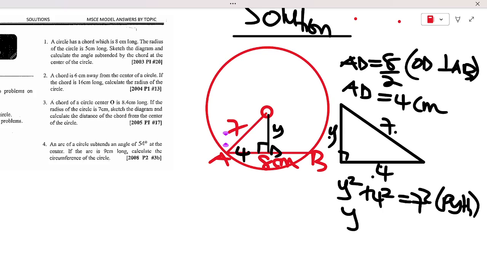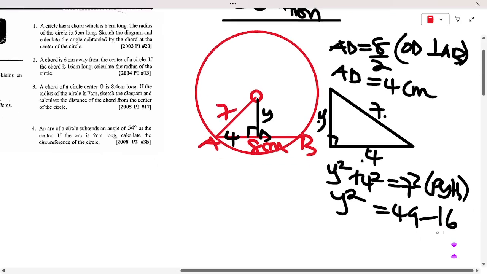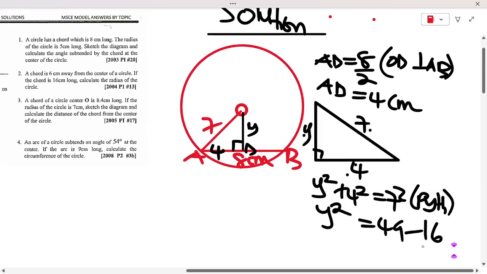Then you multiply and finish like this: 49 minus 4 squared, which is 16. In this case you subtract and then you find Y. It's very simple as that.